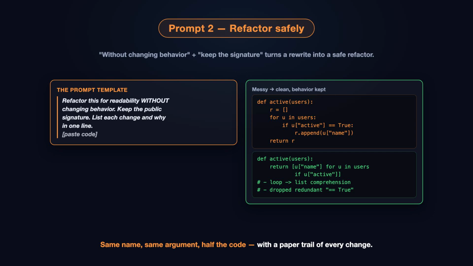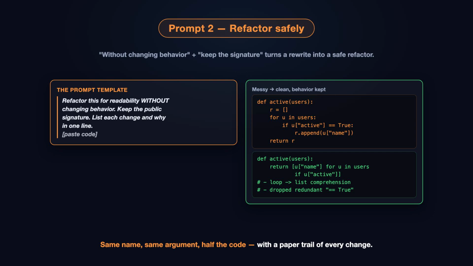Without changing behavior tells it this is a refactor, not a rewrite, same inputs, same outputs. Keep the public signature means the function name and its arguments stay identical, so nothing that calls it breaks. And list each change and why forces it to justify every edit, which makes review trivial and catches it red-handed if it tried to sneak in a behavior change.